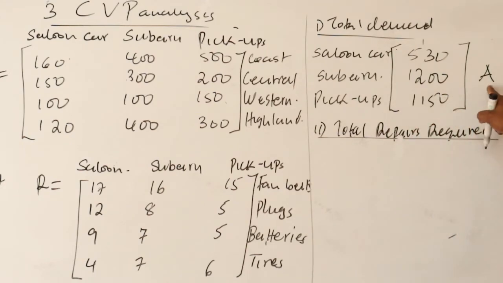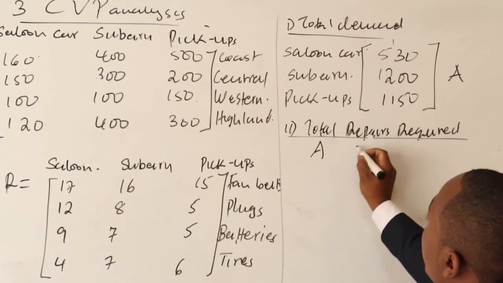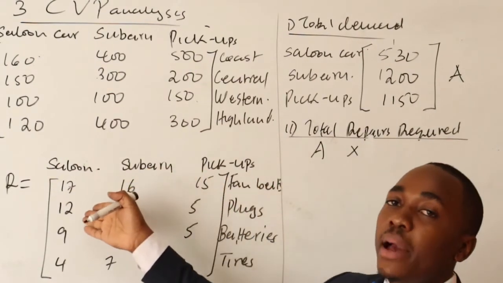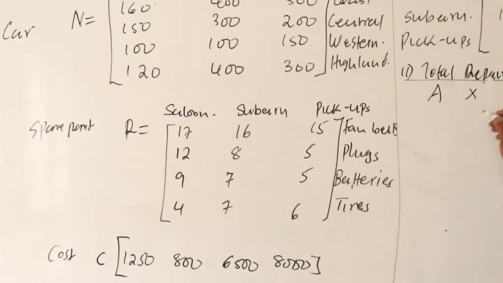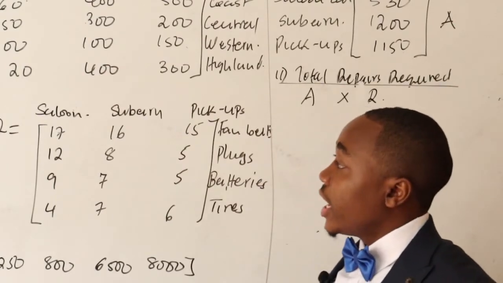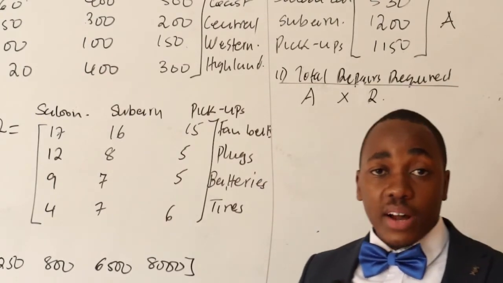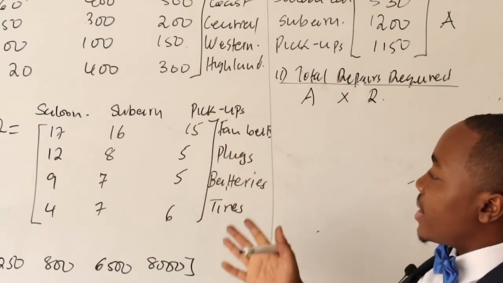You just take the total demand of the cars, which you are given by matrix A. You multiply by the repair parts required, and our repair part is denoted by matrix R. Let me repeat again. To get the total repair required, you already have the total number of cars. You take the total cars, you multiply by the repairs required per car.